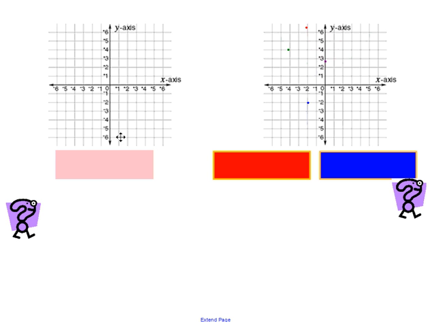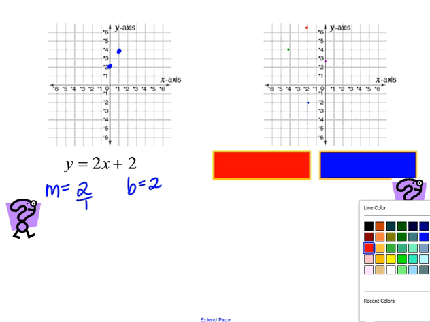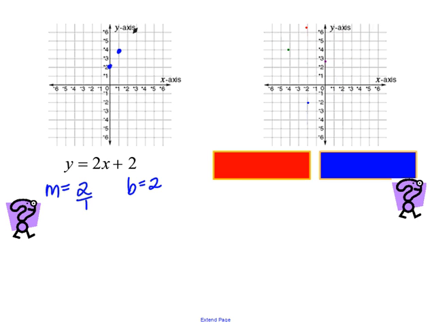So let's take a look here at this equation, y equals 2x plus 2, and let's graph it. So we have that slope is 2, and that the y-intercept is 2, and I'm going to make that slope be 2 over 1. So I'm going to plot this. I'm going to put it at positive 2, and have a slope of rise of 2 and run of 1. And I'm going to draw a line through that. And I'm going to make it black.